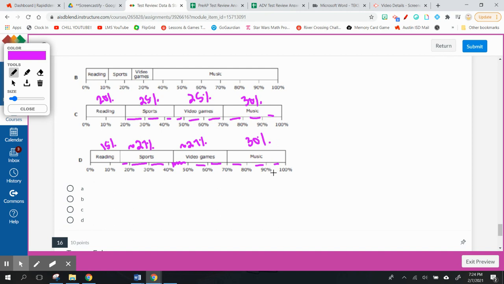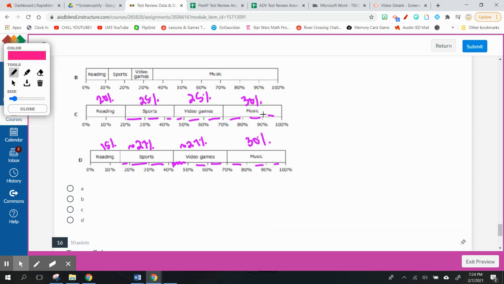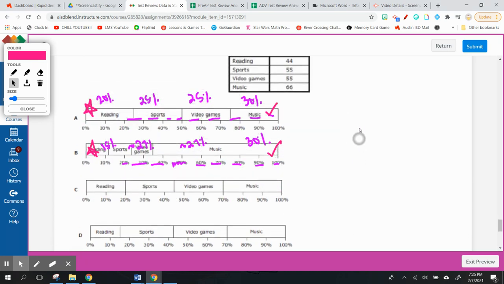So quick check. We can see that they both have the same amount of music. Sports and video games are the same percentages, even for these that are a little weird. They're pretty much the same. And so we can't eliminate it based on that. The one that seems the most promising to choose is going to be to work out the percentage for reading. That way we only have to do one part of it, right?